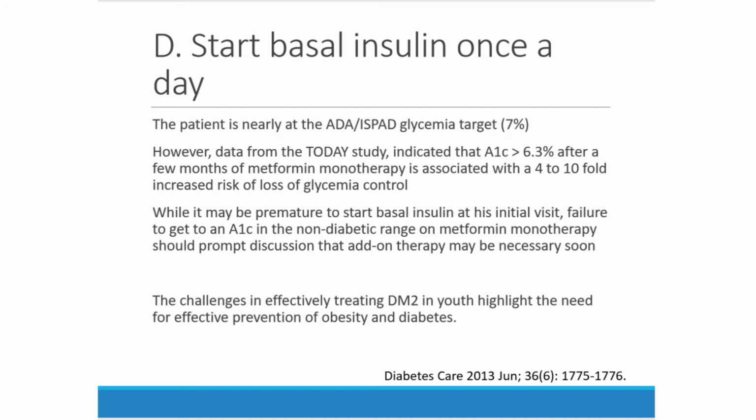And you know, it feels premature to start it at his initial visit, and I wouldn't start it at his initial visit. I would hope that the metformin and the lifestyle changes would help. But if his A1C is not down to a non-diabetic range, you have to bump up your aggressiveness with your medication. So you need to put on some add-on therapy.